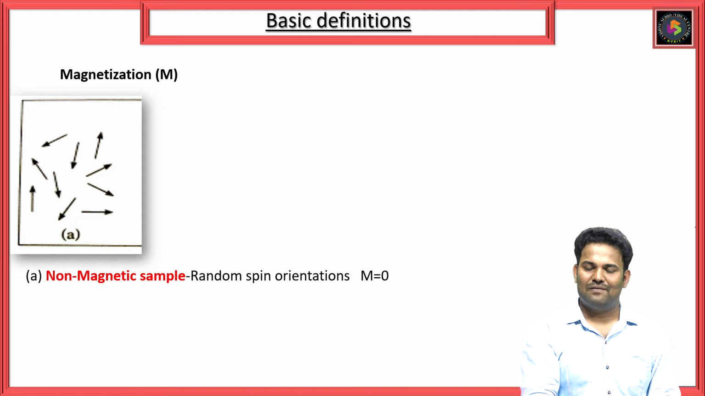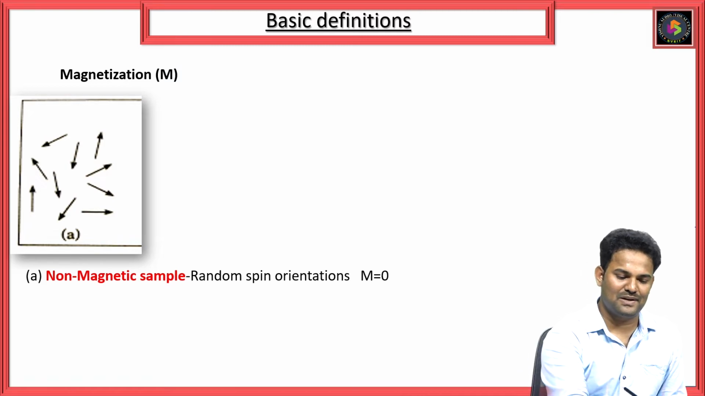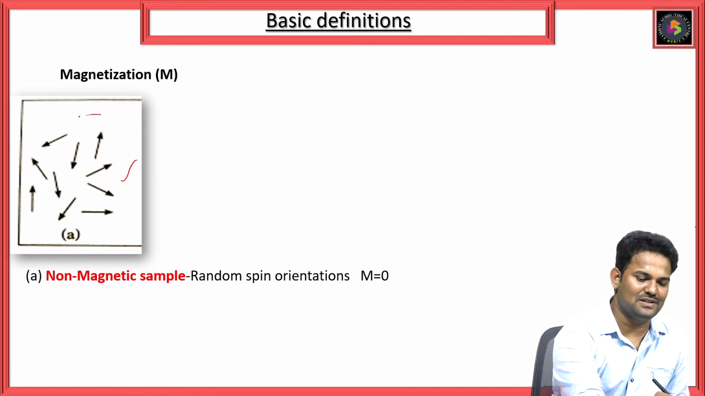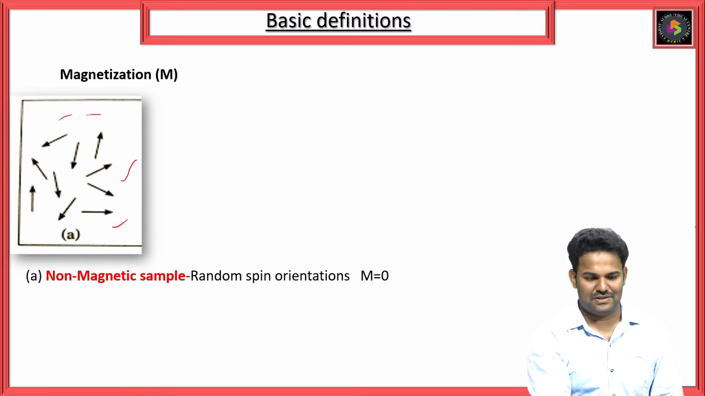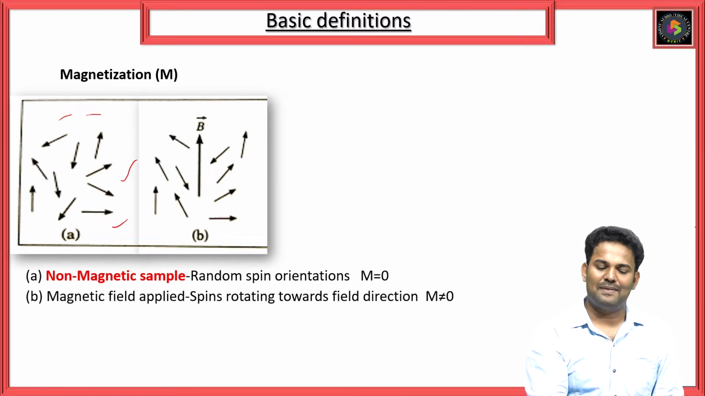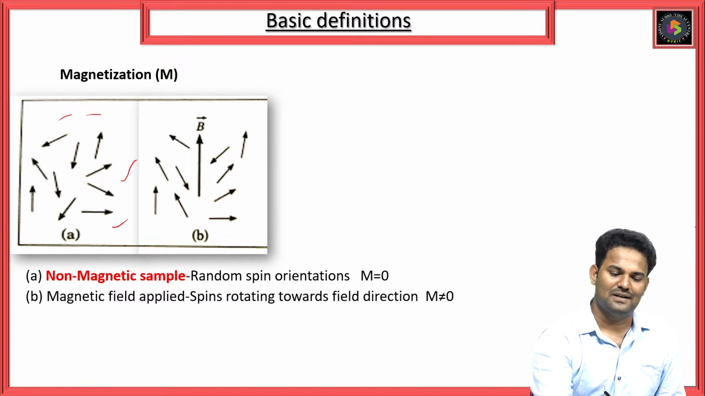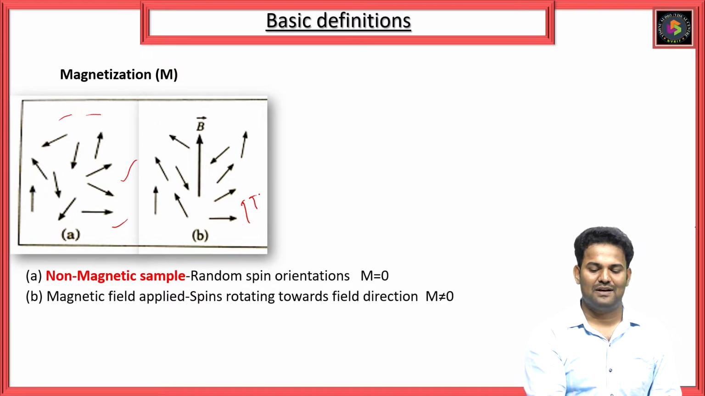For a non-magnetic sample, we see random spin orientations. That means the spin orientations are random in nature, very zigzag, which means M = 0. There is no net magnetic moment, so the magnetization is 0. Coming to the second case, the magnetic field aligns the spins, rotating them towards the field direction. If you apply a little field, the direction of the dipoles can be changed towards the magnetic field, which means M is not equal to 0 in the second case.